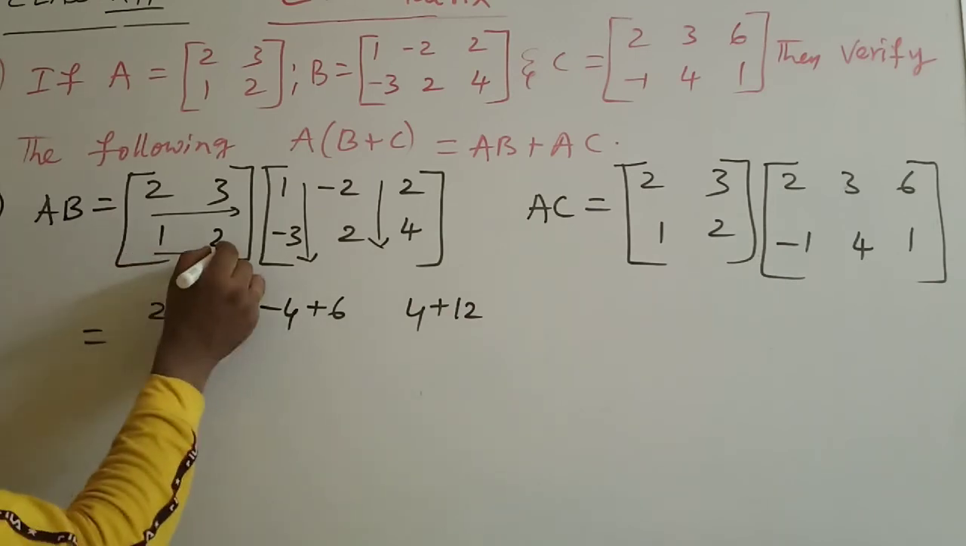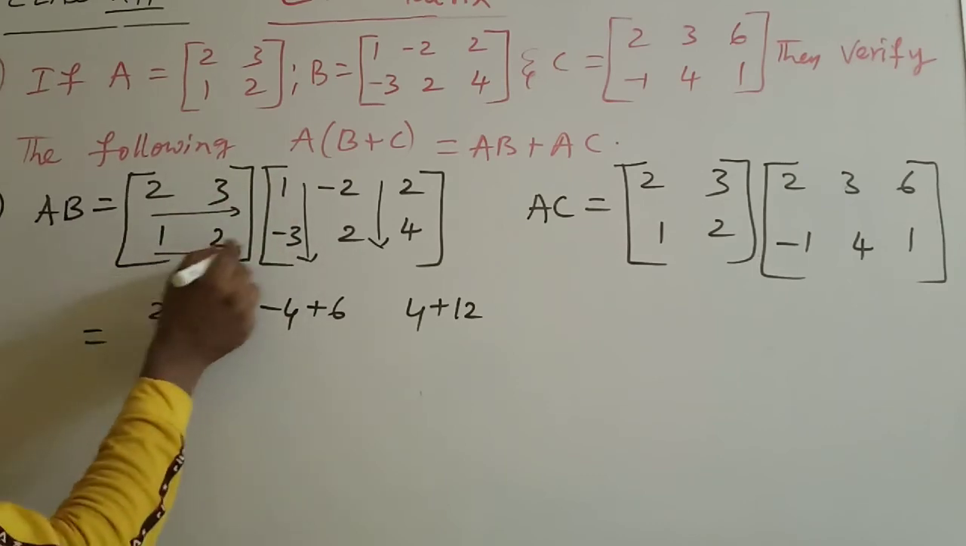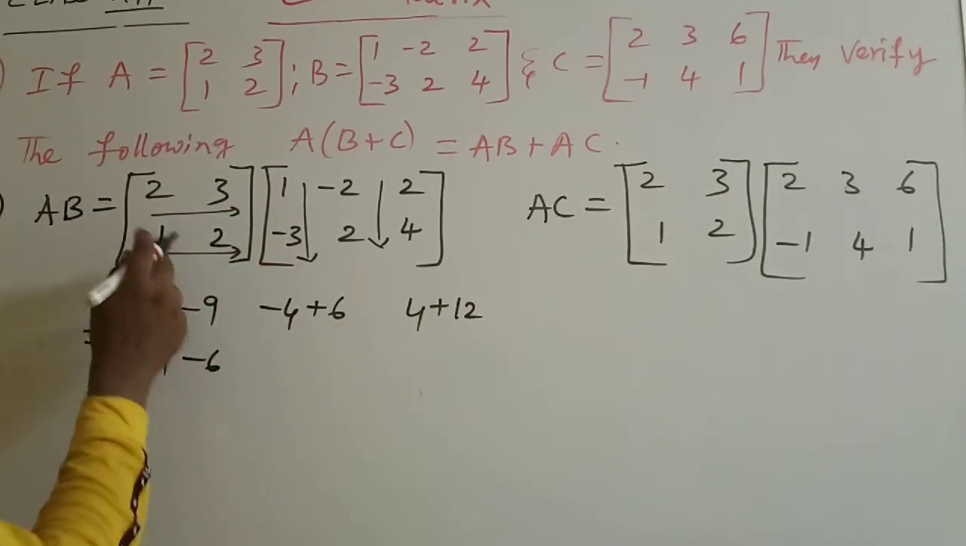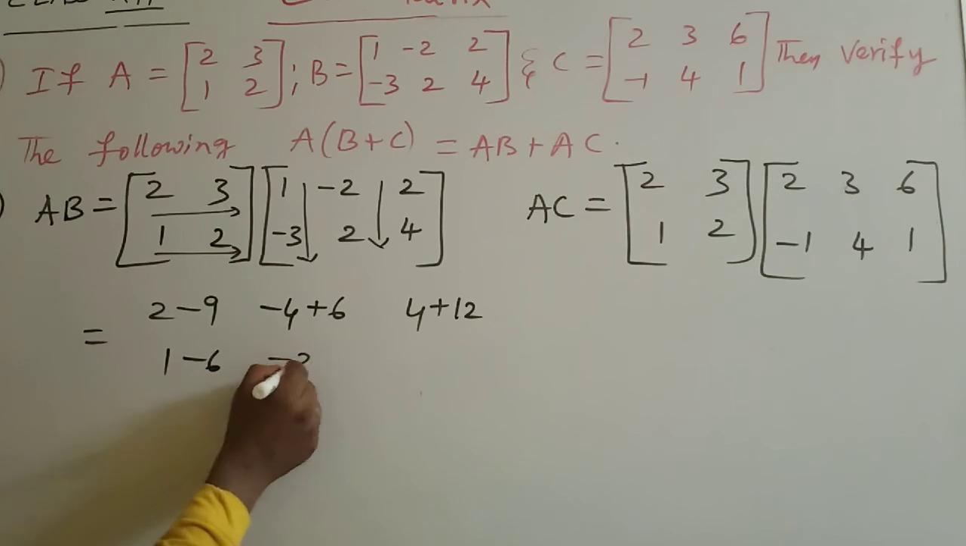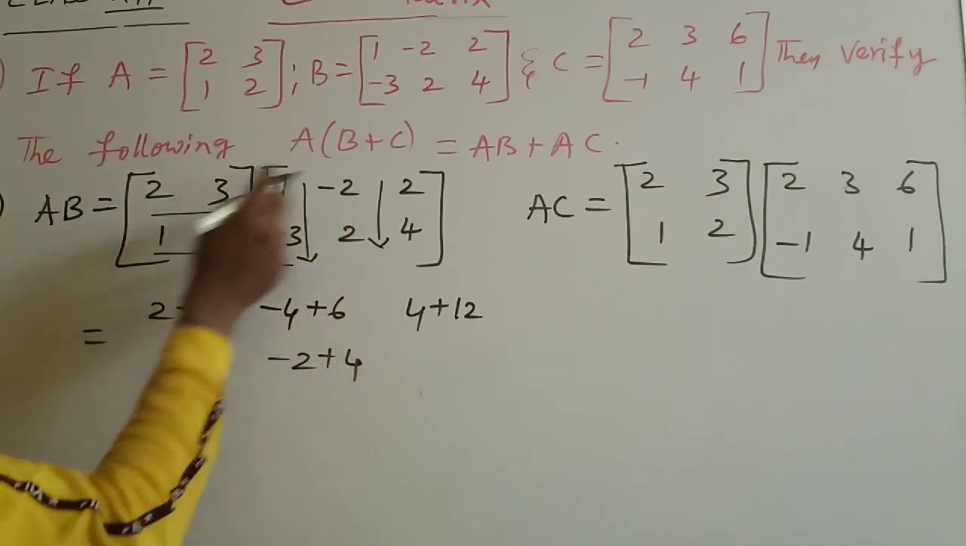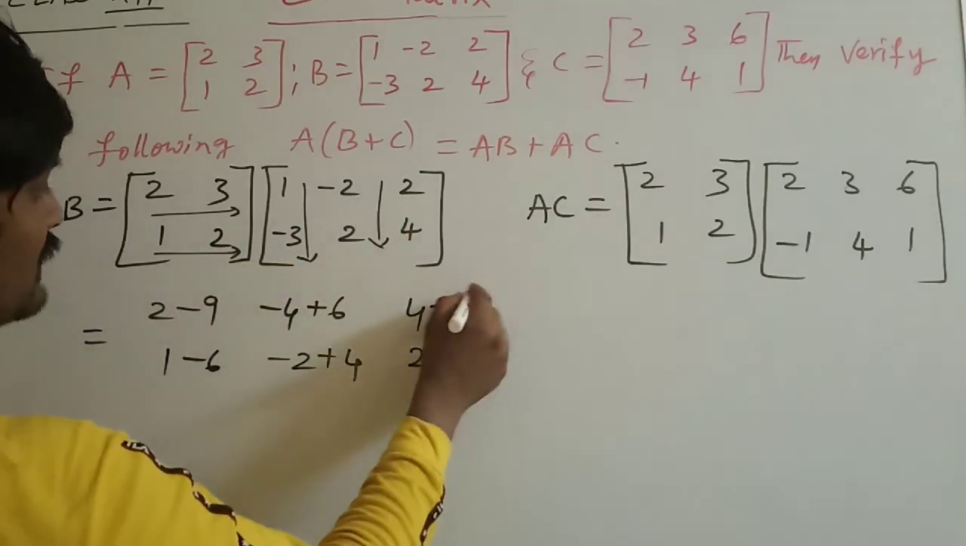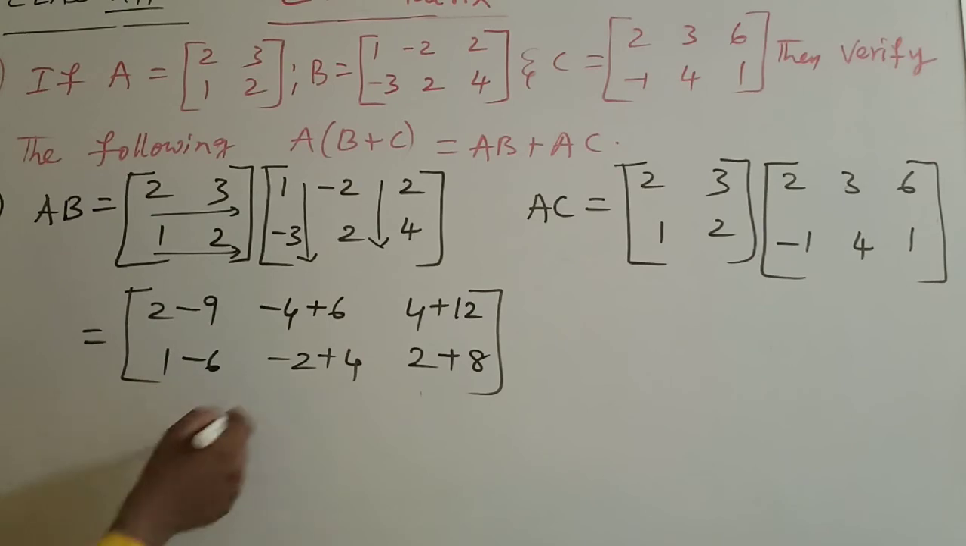Now let's move on to the second row and first column. 1 into 1, 1. 2 into minus 3, minus 6. 1 into minus 2 is nothing but minus 2. 2 into 2 is nothing but 4. And now 1 into 2 is nothing but 2. 2 into 4 is nothing but 8. So you got now here it is AB, same method.